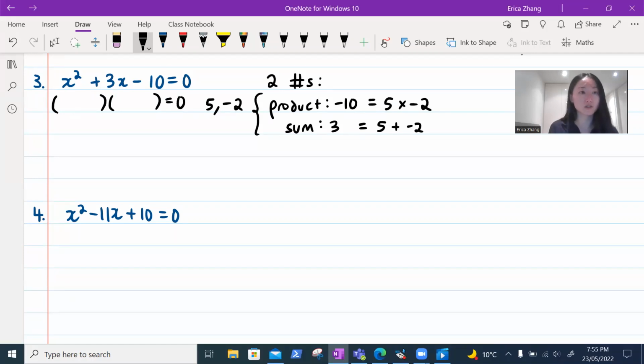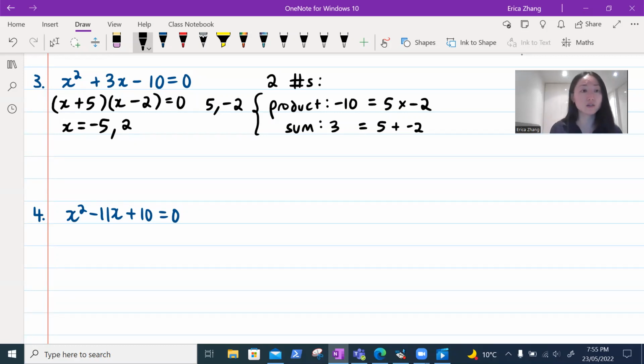This allows us to factorize the left-hand side like this. So we have x + 5, x - 2. Using the null factor theorem, we can conclude that x is equal to -5 and x is equal to 2 are both solutions to this equation.